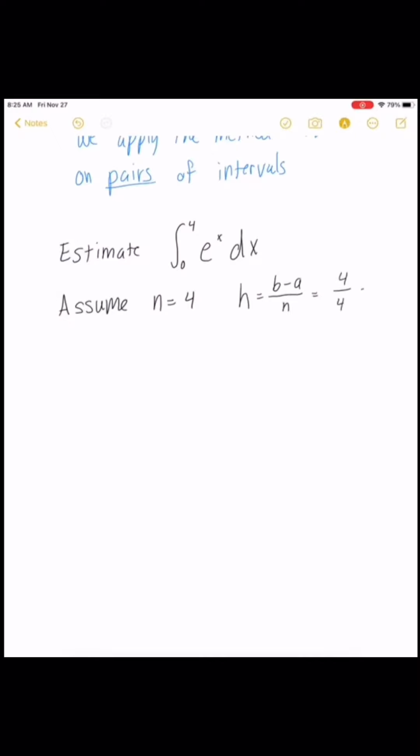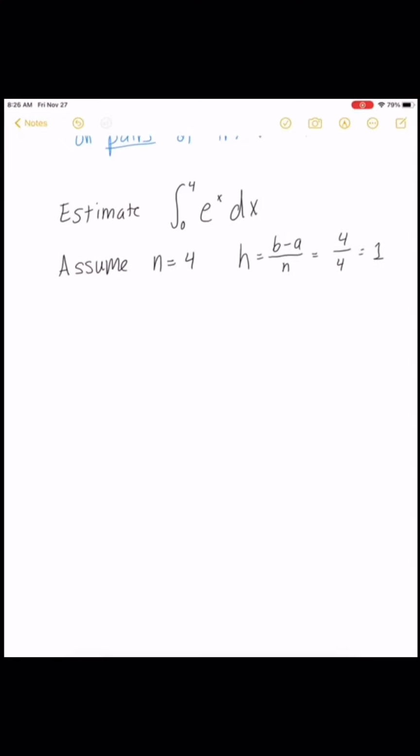Let's go ahead and estimate the integral from 0 to 4 of e to the x dx. We're going to assume that n is 4 here. So if n is 4, we also have h, the length of our intervals, and it's always calculated by b minus a over n. So b minus a is 4, n is 4, so h, the length of our subintervals, is 1.